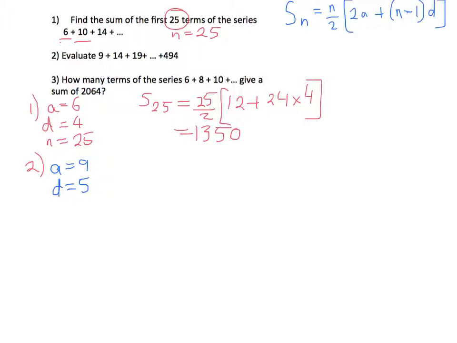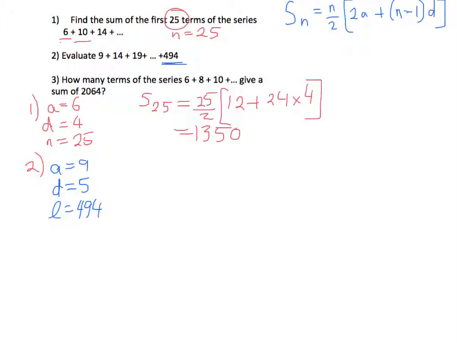And this time we're given the last term. The last term is 494. So L is 494. But we don't know what n is. What term is 494? What is n? What term is that in the series?